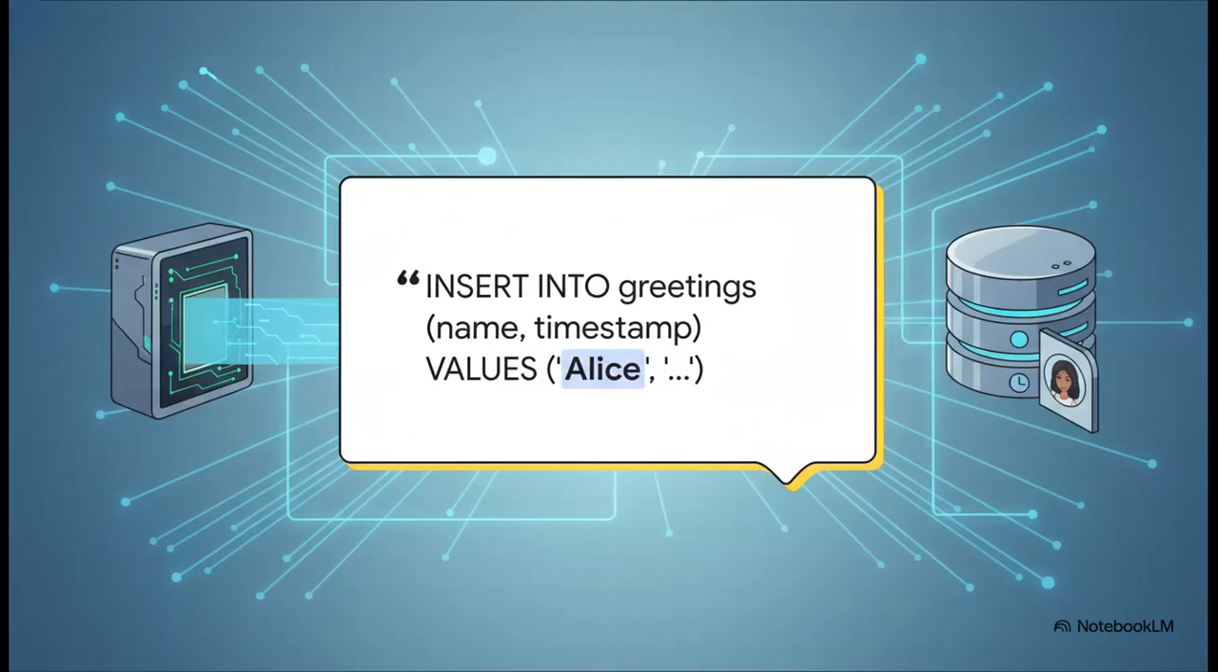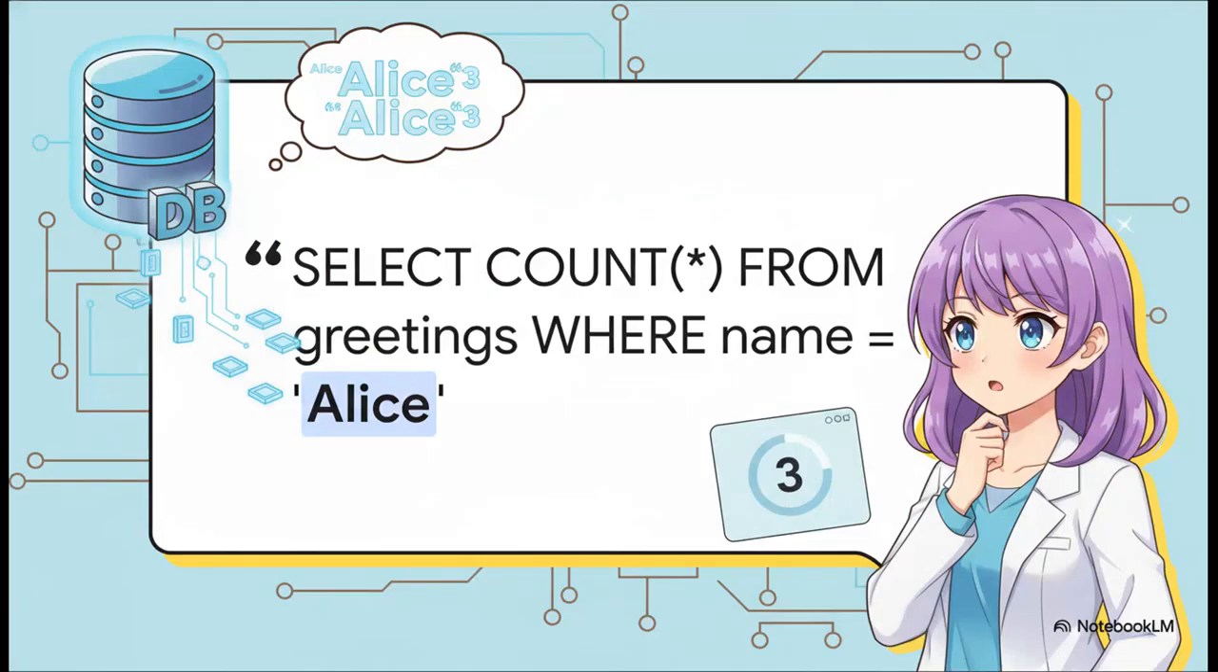The first thing the backend does is it tells the database, hey, log this visit. It sends a command to create a new entry, a new row, with Alice's name and the exact timestamp of her tap. Okay, visit logged, but now it needs some information. So it sends a second command to the database asking, how many times have we seen the name Alice before? The database does a quick count and sends back the answer, 3.